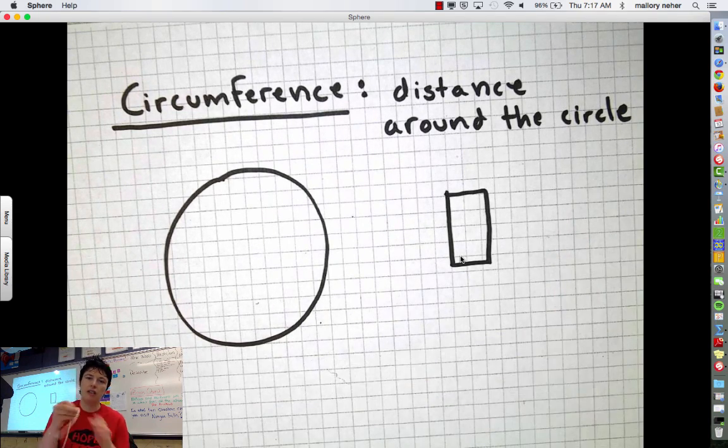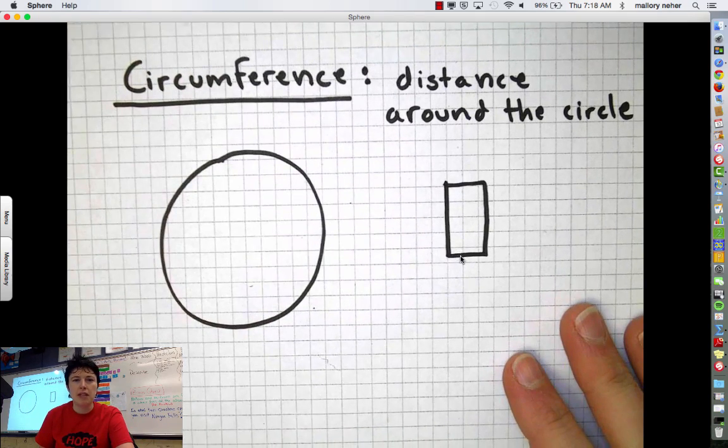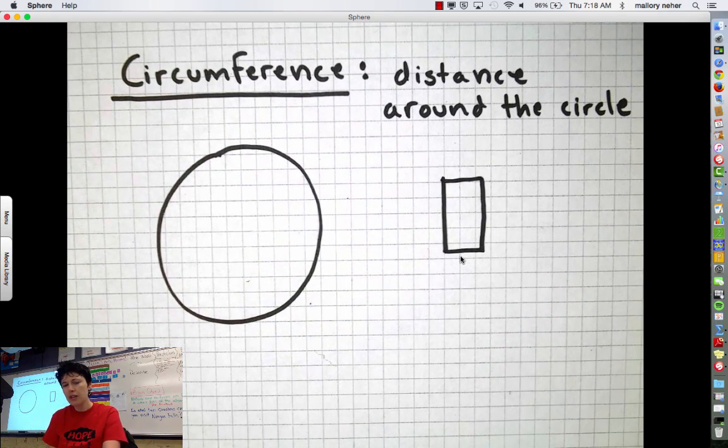Unfortunately, using a piece of string to measure every single circle wouldn't be a useful way to do it every single time, especially if the circle was really, really big. If we're talking about a field or something like that at a sportsplex, and we want to know how big the field is circumference-wise, we're not going to go out there with a piece of string and measure it, probably. So we have another strategy. We have a formula that makes things easier. And here's how the formula works.